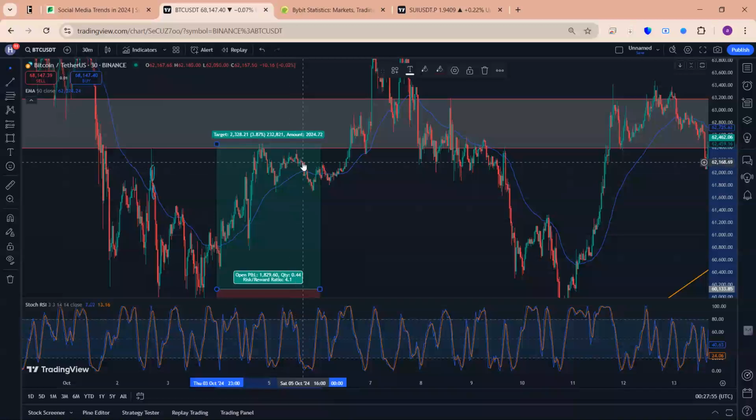But you see that when it gets to this level and it tries to get down, it did not really break below our EMA. The moment it doesn't break below this EMA, you take another long entry here.